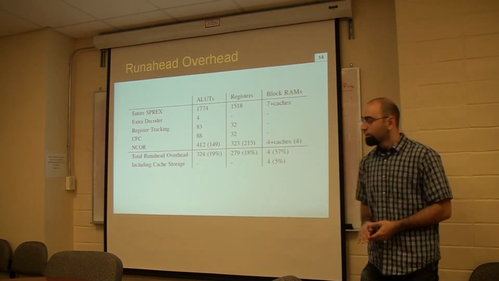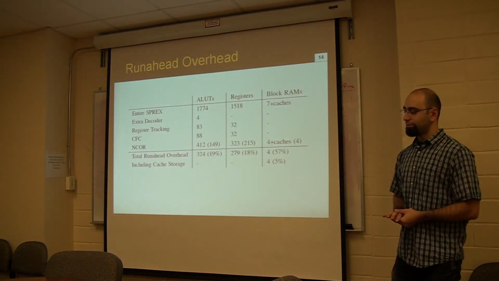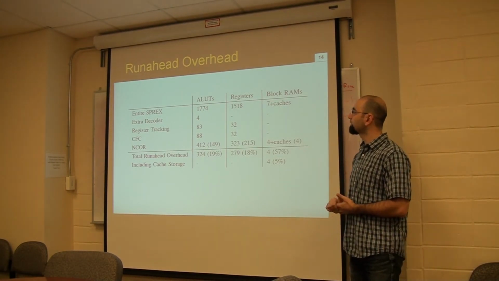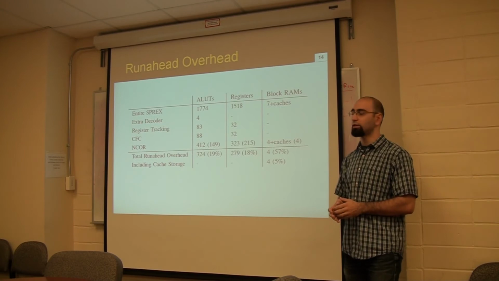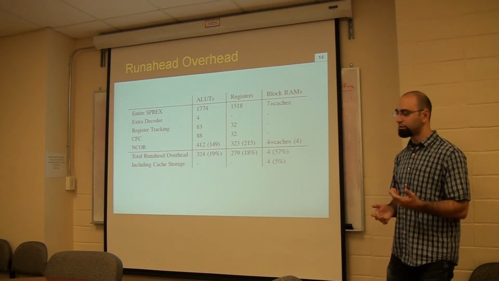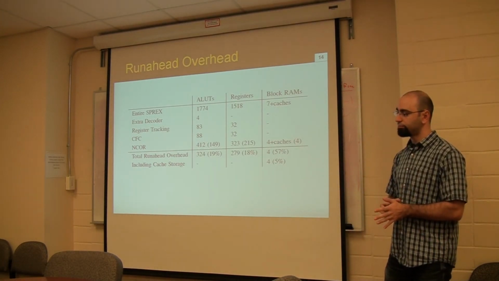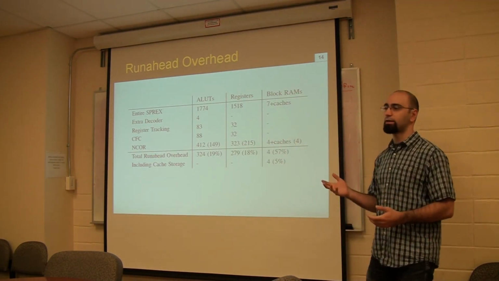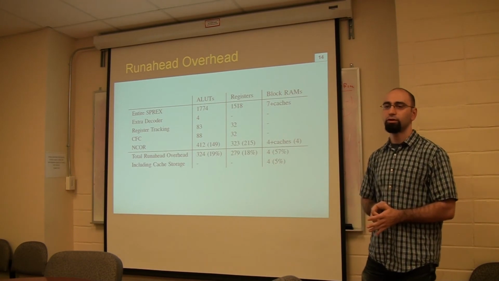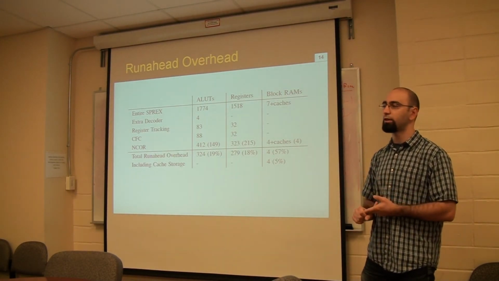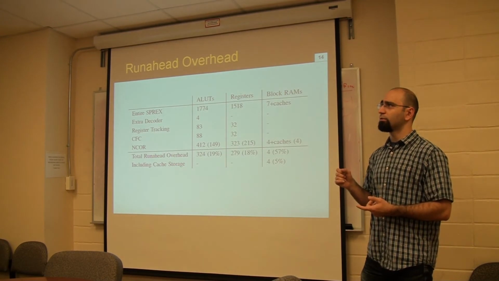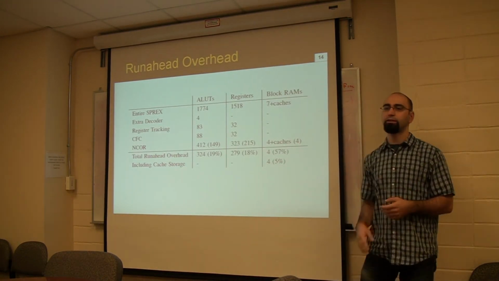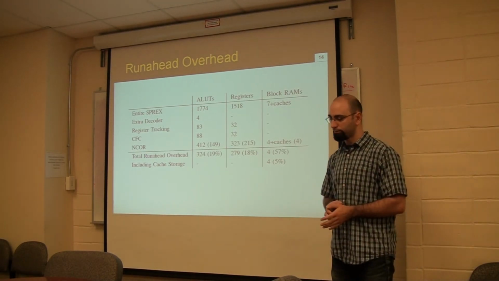So let's first get into some stats about the processor. When we synthesize it, we use about 1700 ALUTs and about 1500 registers. These are not different registers, they're packed together. And we use 7 block RAMs on top of caches. 2 are for the register file, 1 is for the branch predictor, and 4 are in the Encore, for tracking outstanding requests.